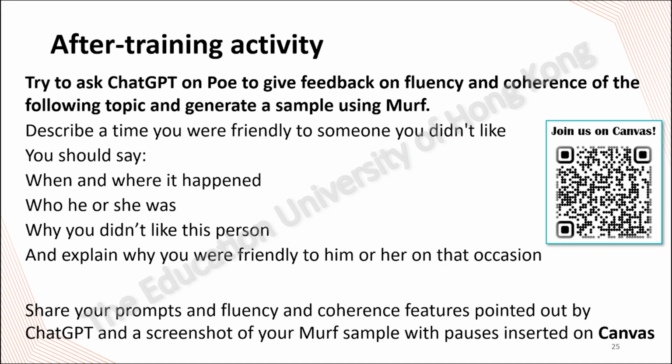This is an after-training activity for you. Please use the well-written answer for this IELTS speaking topic. Describe a time you were friendly to someone you didn't like. The topic is the same as the one you did in the previous sessions. Try to ask ChatGPT on PO to give feedback on fluency and coherence, and use MRF to generate a native speaker's sample. Share your prompts and fluency and coherence features pointed out by ChatGPT, and a screenshot of your MRF sample with pauses inserted on Canvas. An example has been provided on this platform. You can scan this QR code to get access to our course.